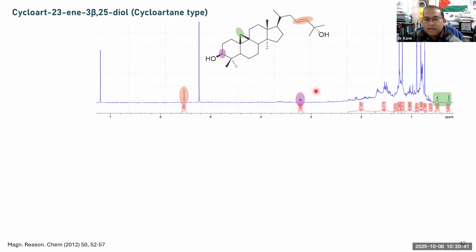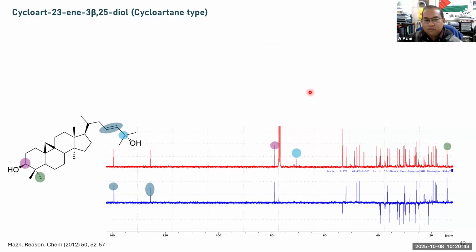If we talk about the carbons, there is a lot of information that we can analyze. For example, this CH carbon in this position is close to the CDCl3, and this one is a quaternary carbon, because it does not appear in DEPT 135. The rest is the double bond, which appears around 125, and this carbon also. So this is the information about the cycloartane skeletons.